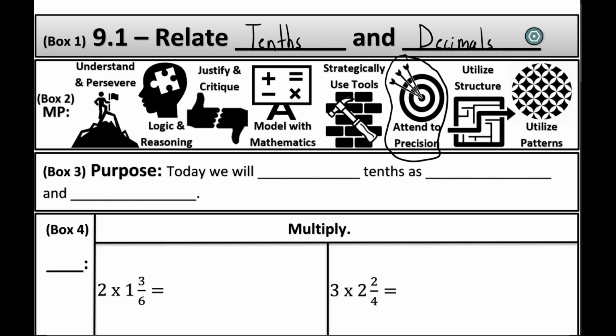Today we will record tenths as fractions and decimals. Okay. Give you some time to write that down. On the bell, you know what to do, starting with the word today in 3, 2, and today we will record tenths as fractions and decimals. Awesome job, class. Great job.